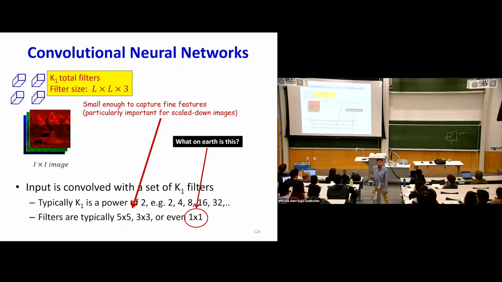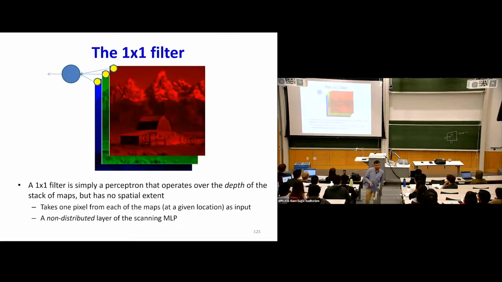When I didn't have a distributed scan, how many pixels were you considering from each input? One, right? It's like picking one from each plane. So this is a non-distributed scan, one non-distributed layer in your network, and you're scanning an MLP. Just to give you an idea, don't get confused. It's not a non-operation. It's like scanning with a non-distributed layer.